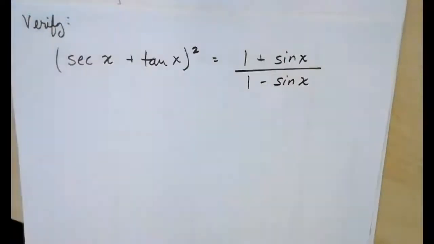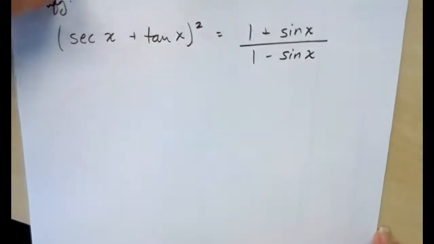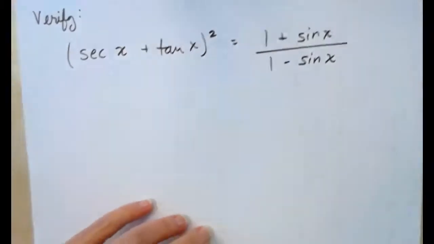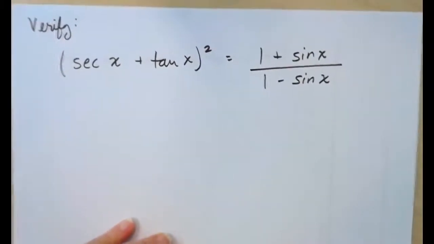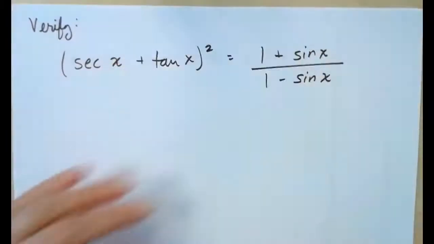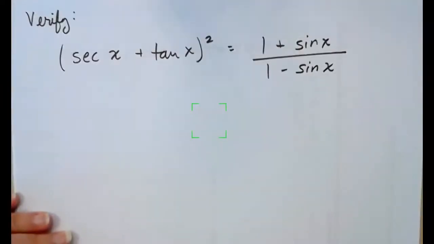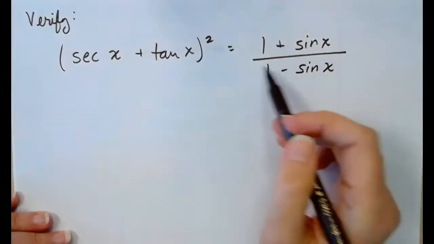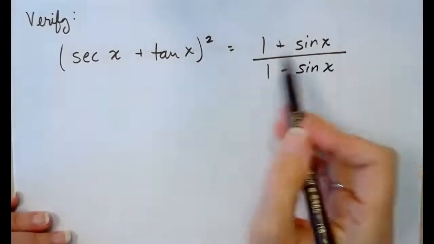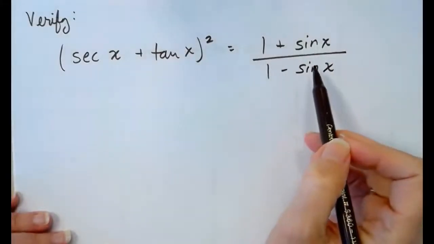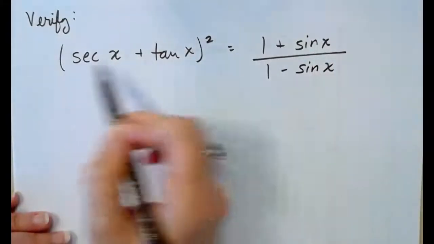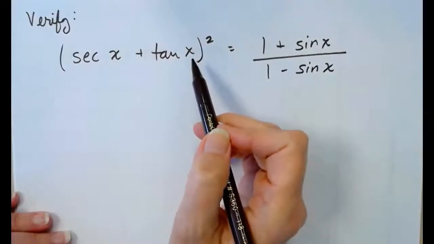Let's look at the next one. It's another verify, and yes, I have chosen some more complex verifying problems so that you'll be fully prepared. So here we've got secant x plus tangent x quantity squared equals 1 plus sine over 1 minus sine. I'm not even going to touch this right-hand side. I'm going to work on the left-hand side first.